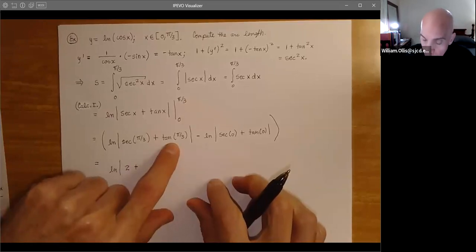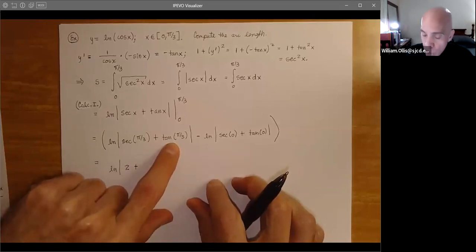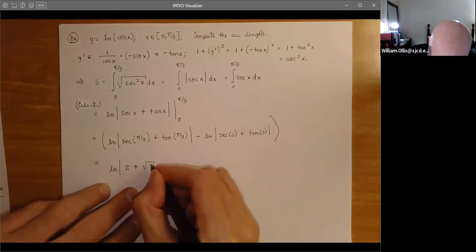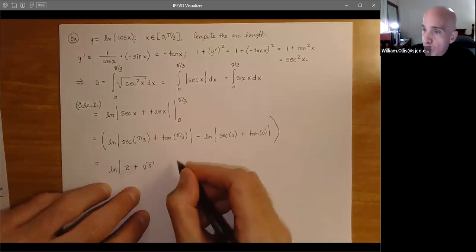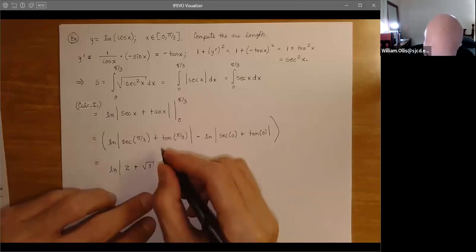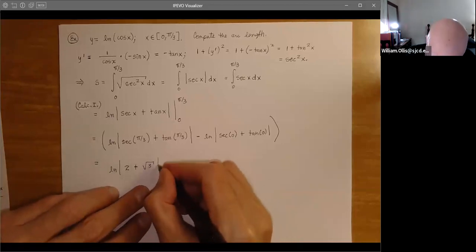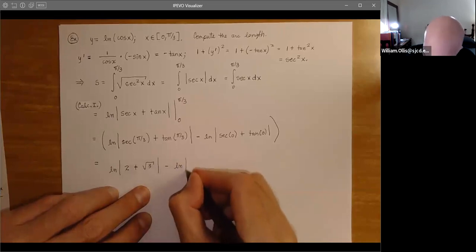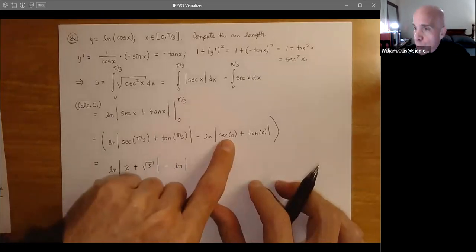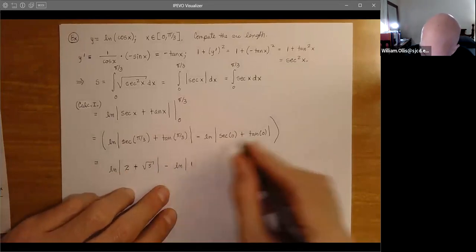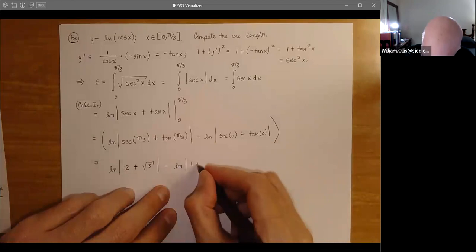And now, of course, the tangent of pi over 3, that's just where we have sine over cosine. So that's square root of 3, just from your unit circle. And I think on those cards, there's a unit circle that gives you values that will be useful. And then, of course, the secant of 0, that's cosine of 0, basically. That's 1. And, of course, tangent of 0 is 0.